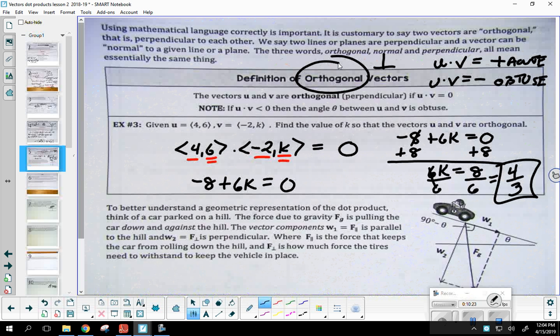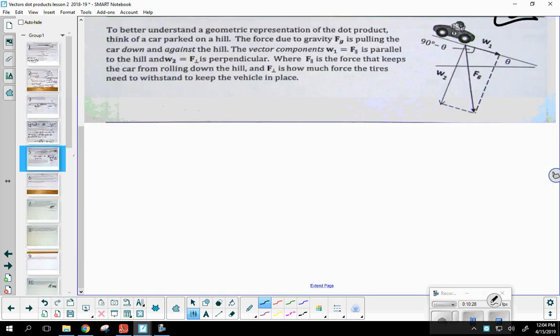Okay. Now, this right here makes it look horribly complicated. I'm going to teach you, if you have an incline problem, there's a simple way to solve these. All you're going to do is use right triangle trigonometry. Okay? So let me show you how.